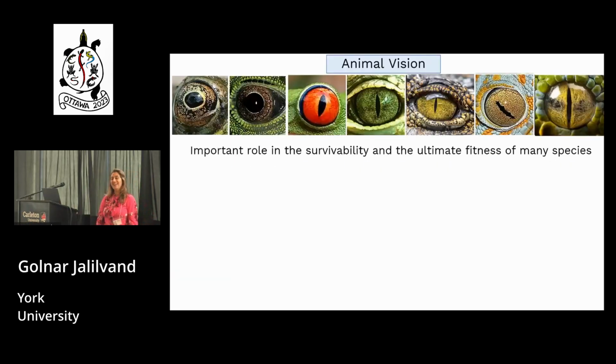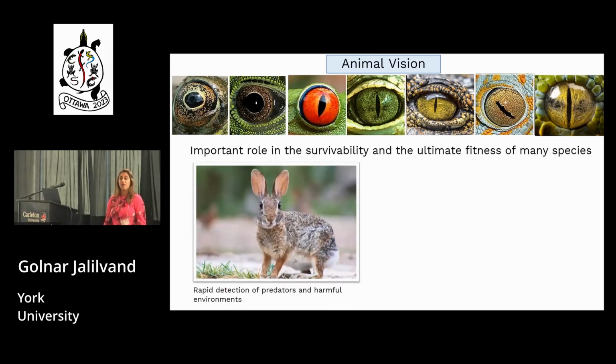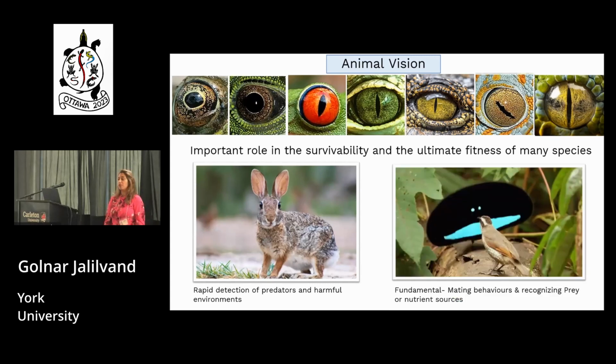Okay, I'm going to talk a little bit about vision, and then I'm going to start talking about my project. So we all know that vision plays an important role in survivability and ultimate fitness of many species that prevail on Earth by providing rapid detection of predators and harmful environments. It also plays a fundamental role in mating behaviors and recognizing prey and nutrient sources.